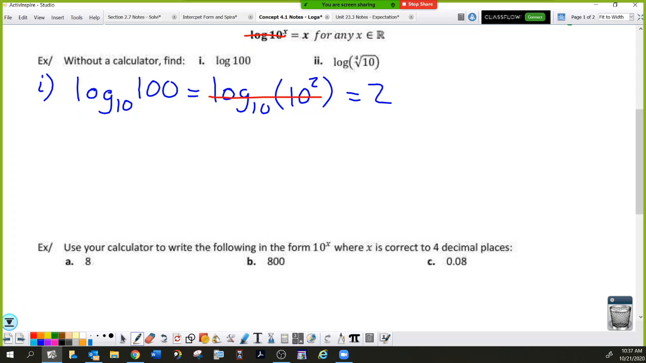Well, the 100 didn't cancel the 10. The log base 10 canceled the exponential base 10. Because instead of writing it as 100, I wrote it as a number that is base 10. I wrote it as 10 squared. This way, the log base 10 could do its job.